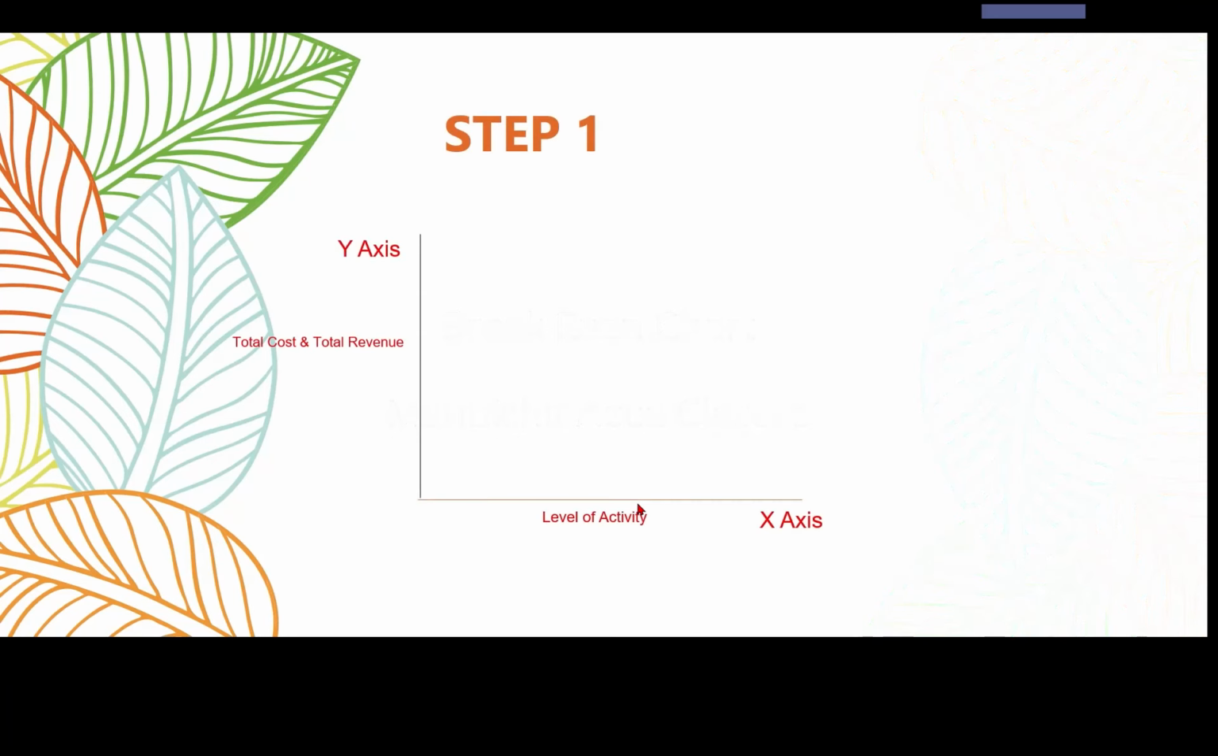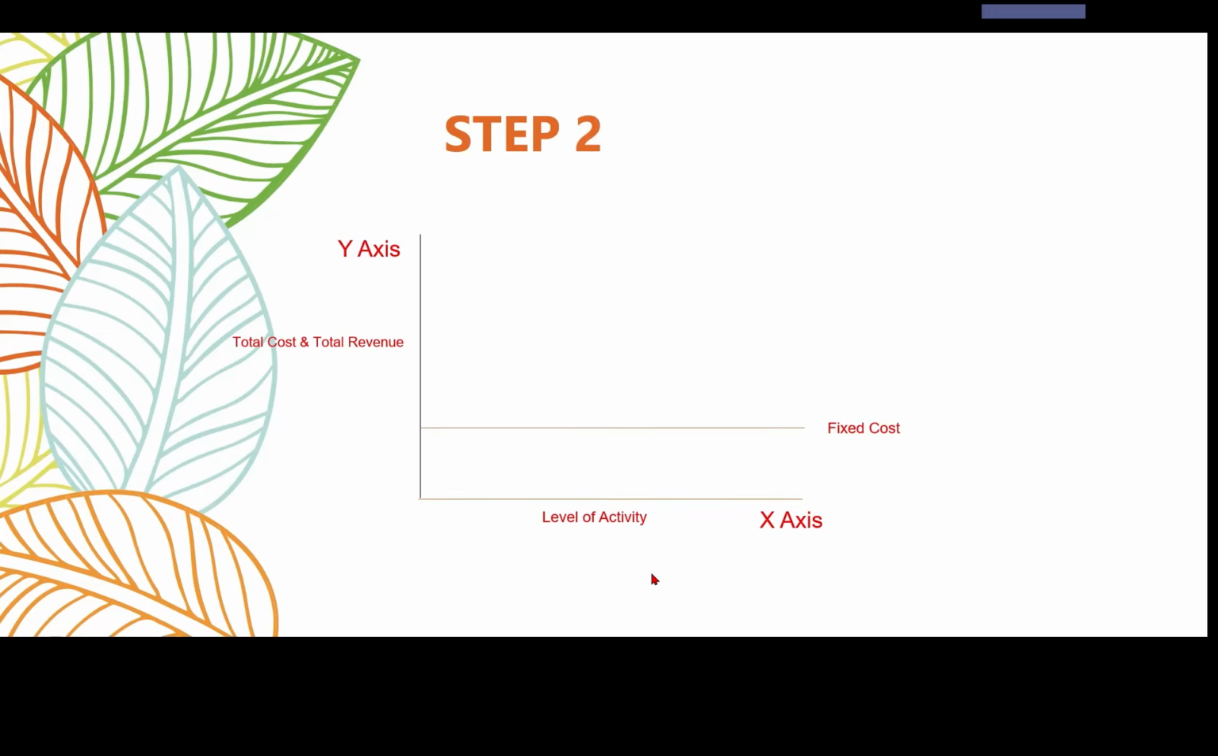So first of all, we have a y-axis, as we have been aware of from our school time, and this is the x-axis. But for the break-even chart, the y-axis means your total cost and total revenue, and the x-axis represents the level of activity.